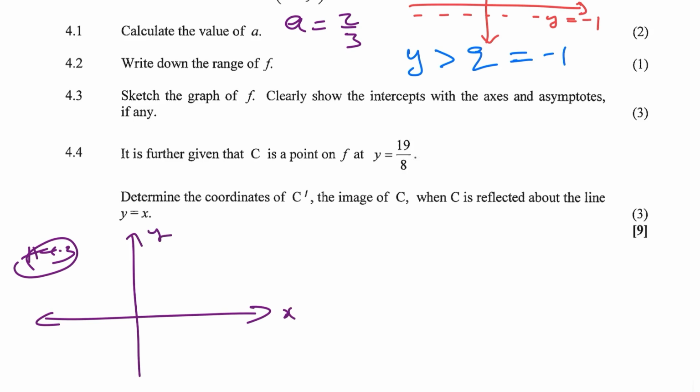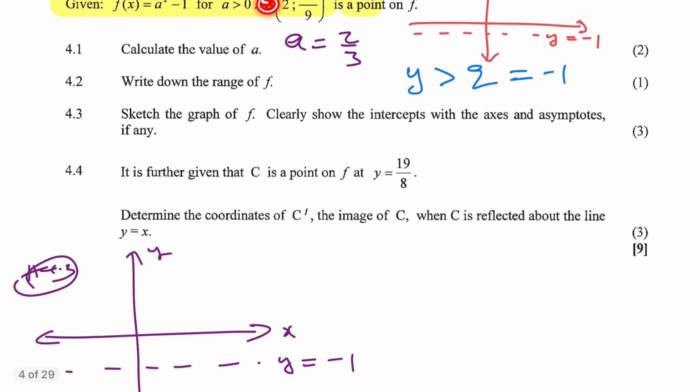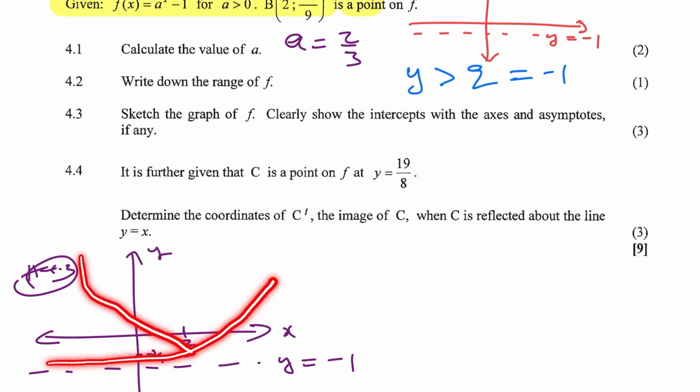This is x, this is y, and you're being told that y is equal to -1. This is your horizontal asymptote. And then, what else do we know? We know that b is 2 and -5/9, right? So if we have a 2 here, we're going to have a -5/9 somewhere here. So we know we have a point here. Now it either goes this way or it goes that way.